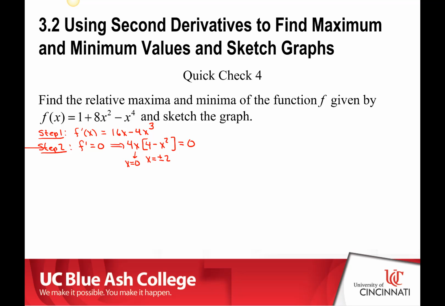Okay, well, let's see. We have some critical values. And those critical values are x equals -2, 0, +2, which means we have some critical points. And those critical points are going to be (-2, something or other), (0, something or other), and (+2, something or other). Quick way to get these.